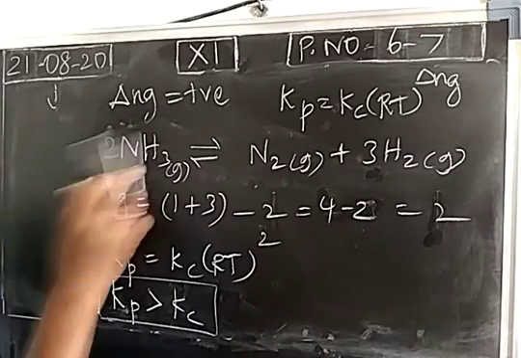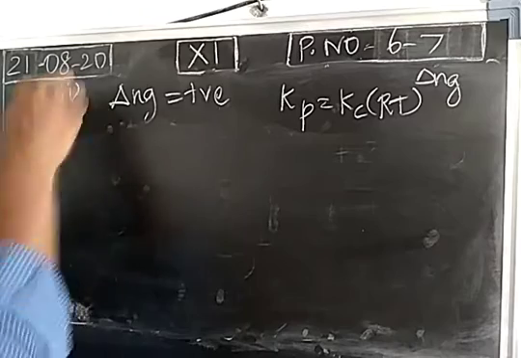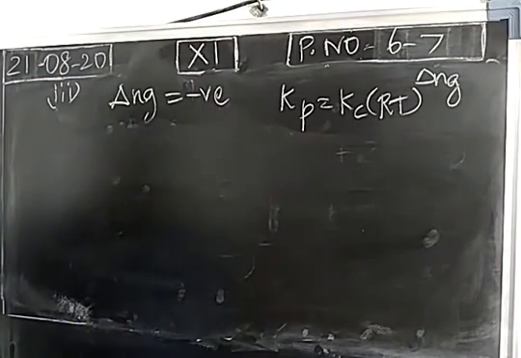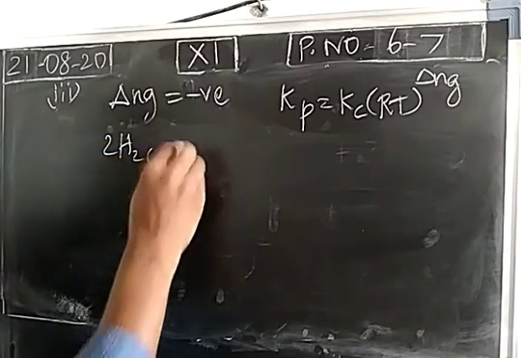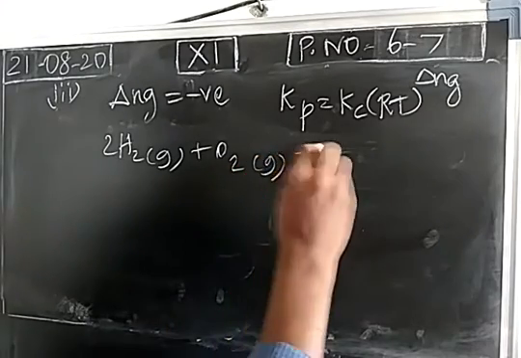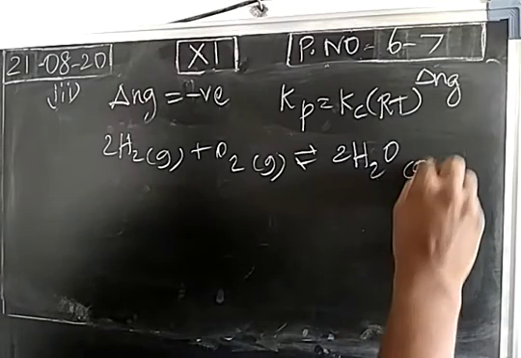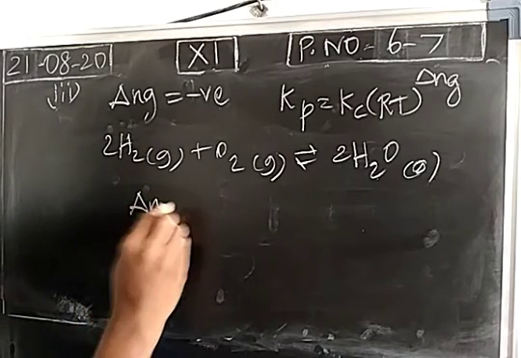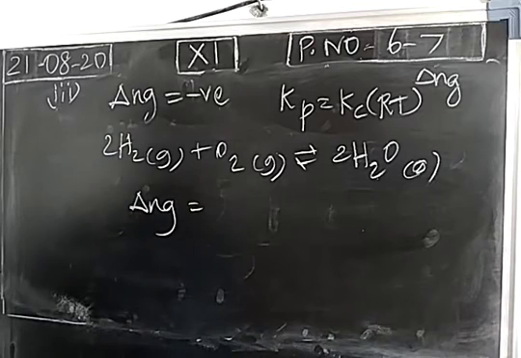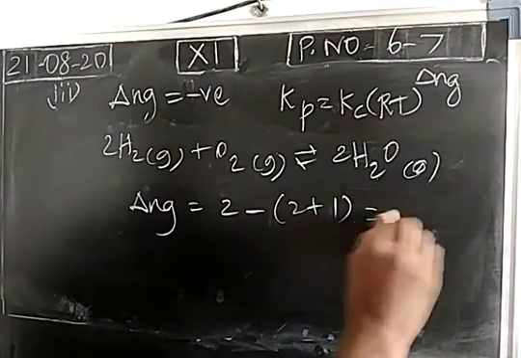Then case 3. If delta Ng value is negative, take hydrogen gas and oxygen gas. They are combining to provide water molecule. So calculate delta Ng value. Number of moles of products 2. Sum of number of moles of reactants 2 plus 1. Coefficient 1 here. So minus 1.